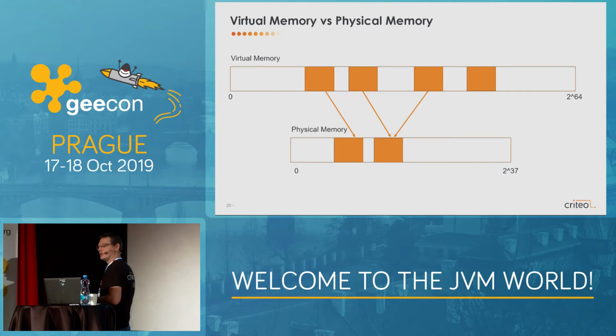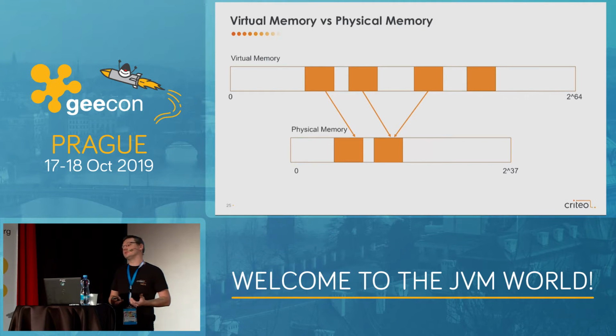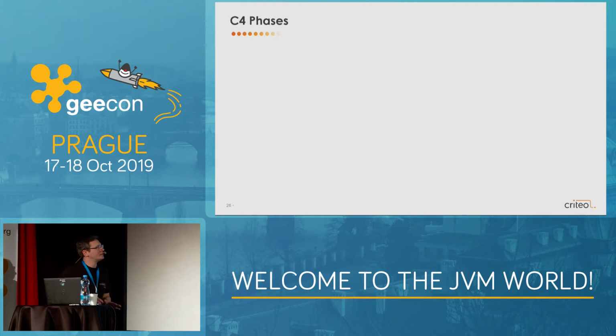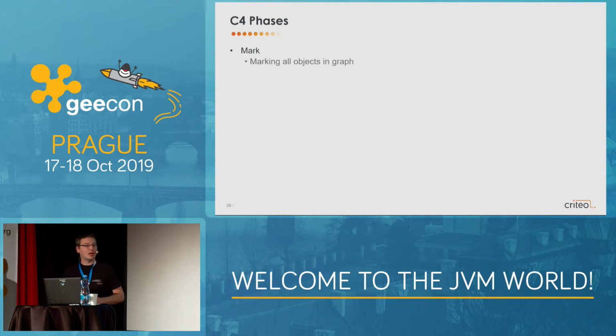We can also have a virtual page that is not backed by any physical page. And if we try to access this virtual page, we get a page fault that is handled by the OS, and usually it gets the real data from the disk. That's the way, for example, that swap is implemented. Okay, let's move on. C4 phases. There are 3. First one, mark.